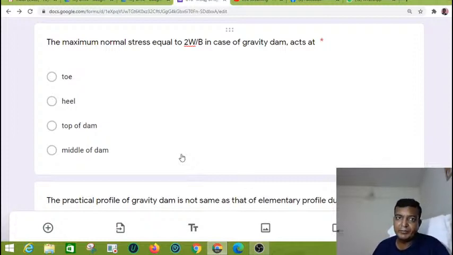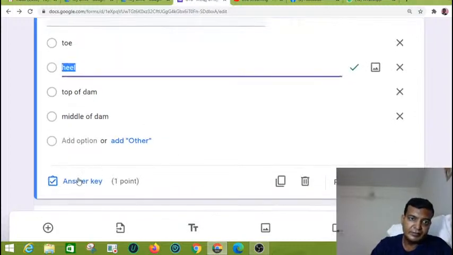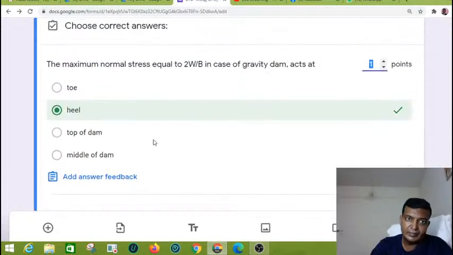The maximum normal stress equal to 2W by B in case of gravity dam acts at which point? At the heel it was 0, so it must be at the toe. Yes, it is at heel.